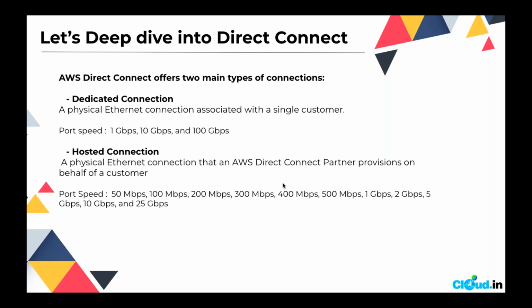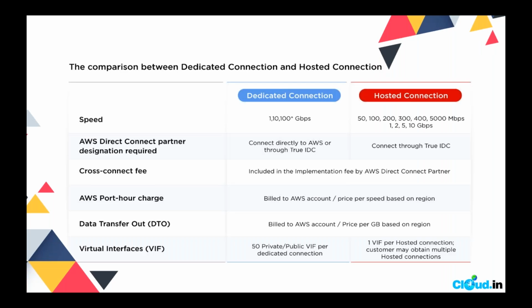So the port speed that you choose, you'll have it allocated in the existing connection itself. So it will not function dedicatedly for you, but you'll have a space allotted in that same connection. And the available capacities range from 50 Mbps to 10 Gbps only. So the hosted connection is majorly utilized for low port speed or low bandwidth requirements. And as I said, it is a shared connection model where the partner provides the physical connection and multiple customers can share the bandwidth itself.